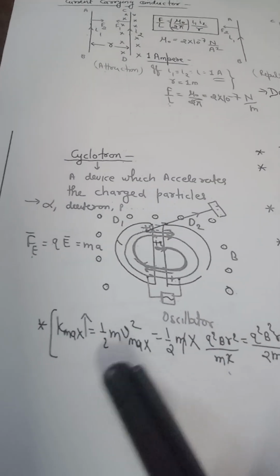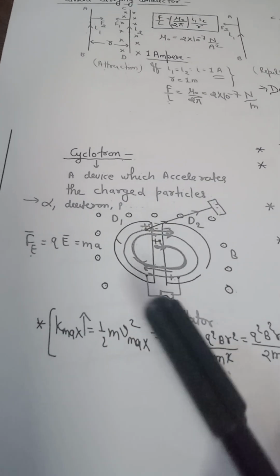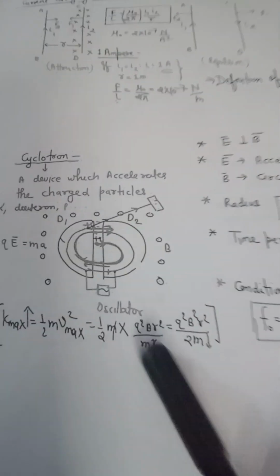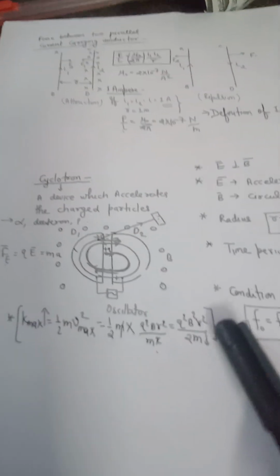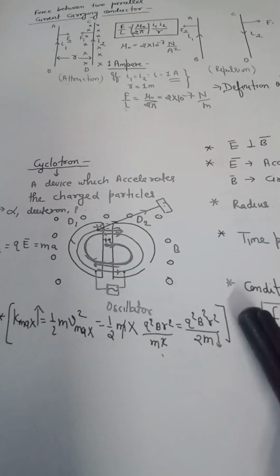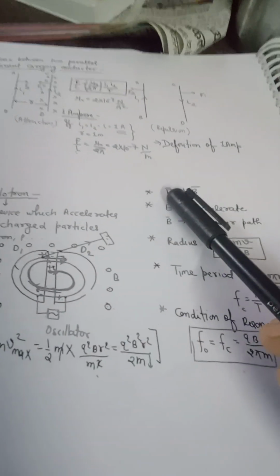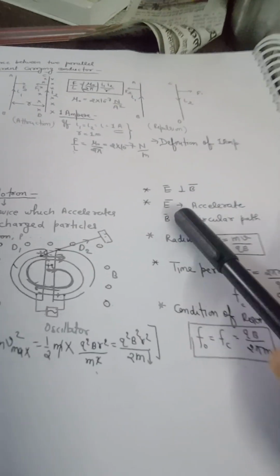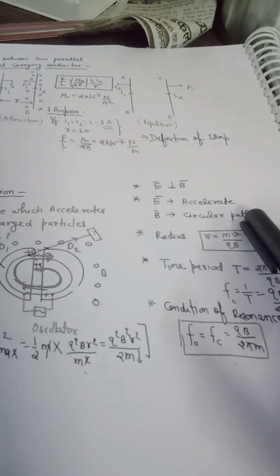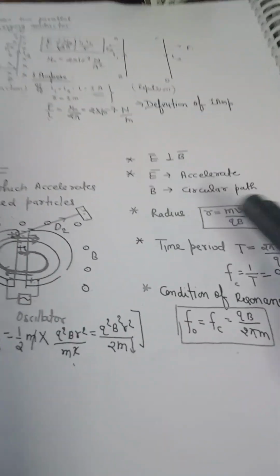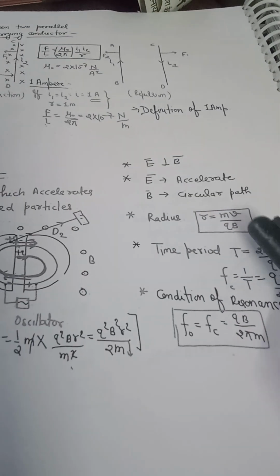So K max is equal to half m V max squared. So it increases when velocity increases. After solving you will find K max is q squared B squared R squared upon 2m. So when m decreases, the maximum kinetic energy will increase. Okay. In this circuit the electric field is perpendicular to the magnetic field. Here E accelerates and B gives a circular path. So radius R is equal to mv upon qB.